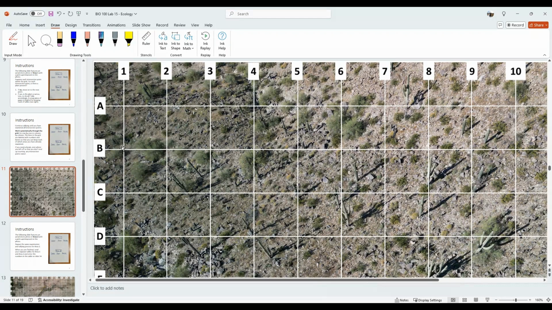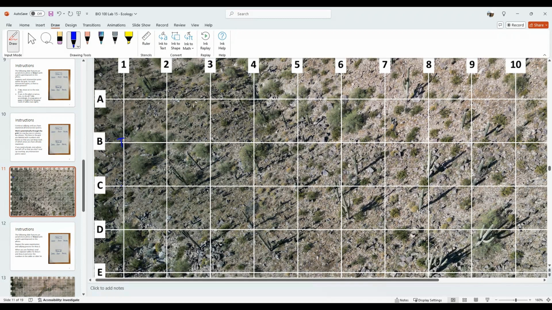Another way that you could do this, if you're using a version of PowerPoint that allows it, is there's a draw tab up at the top of some versions of PowerPoint. You can take your drawing tool and say, okay, I've got this one, and I'm going to mark a T right here. There's a tree at this intersection point, and I've marked it there, and now I'm going to move on to the next one. Okay, C1.